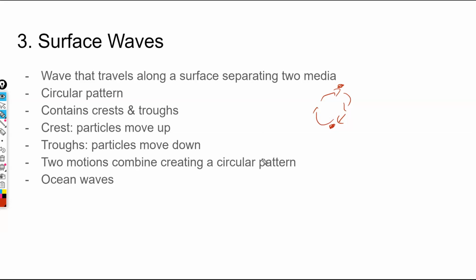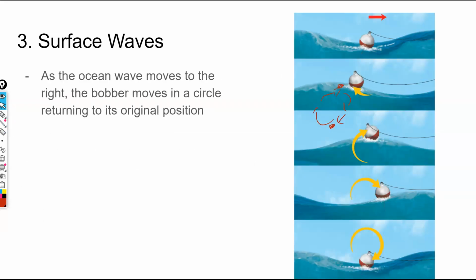But there are going to be two motions now that are going to combine to create a circular pattern. And a great example, again, is ocean waves. If you look at an ocean wave, if you have a buoy in the middle of an ocean, all of you, hopefully, maybe have seen this at one point, or a bobber if you're fishing or something like that.